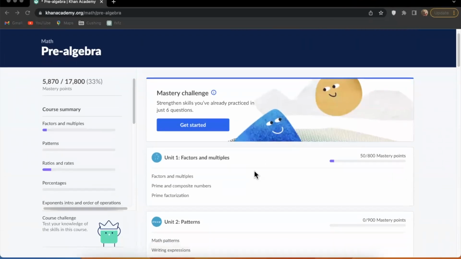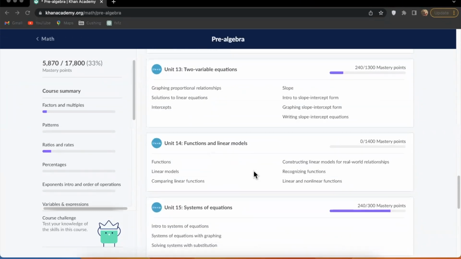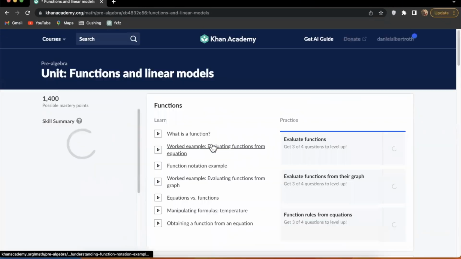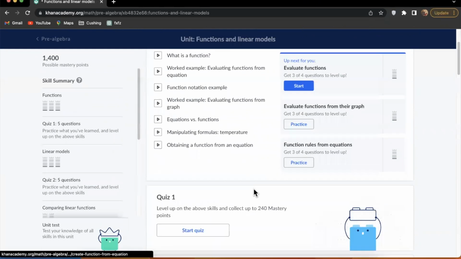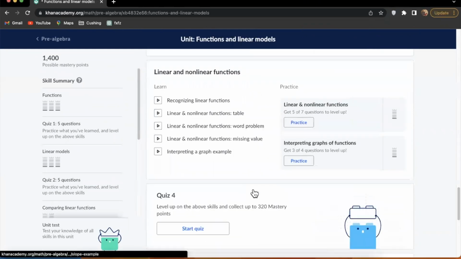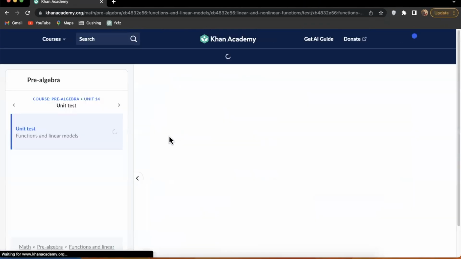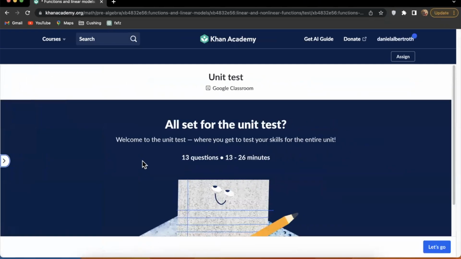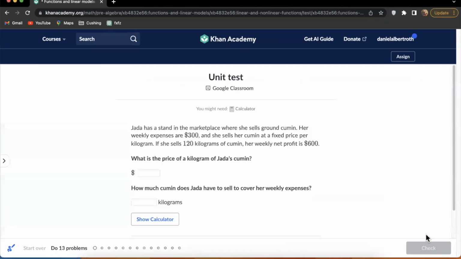In the Pre-Algebra Khan Academy class, Unit 14, today we're going to take the unit test. So I'm going to go all the way down to the bottom and take the unit test. And hopefully this will help you out. All right, so we got 13 questions, 13 to 26 minutes.